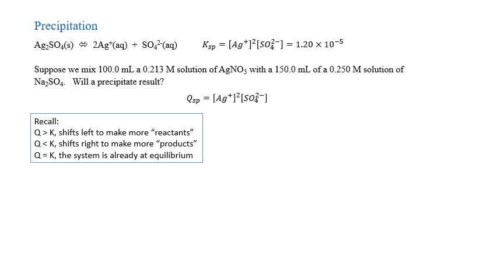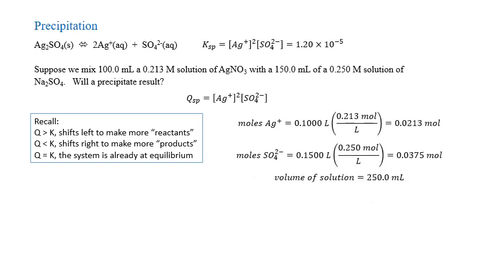So we need to first find out how many moles of silver we have in the one solution, how many moles of sulfate we have in the other. We need to take into account that the new solution is going to have 250 milliliters volume because we mixed 100 with 150, and calculate these new concentrations. So let's do that.